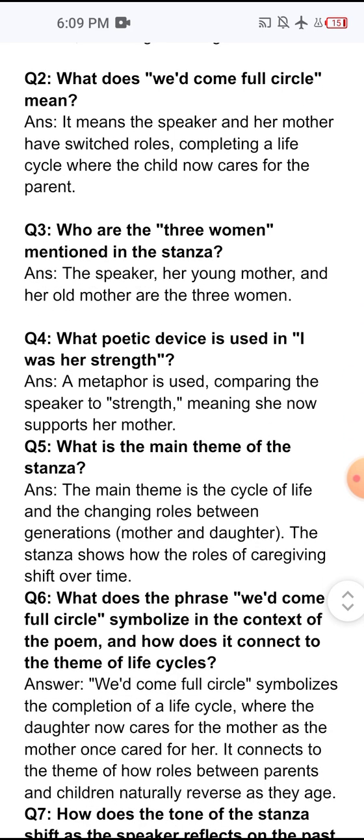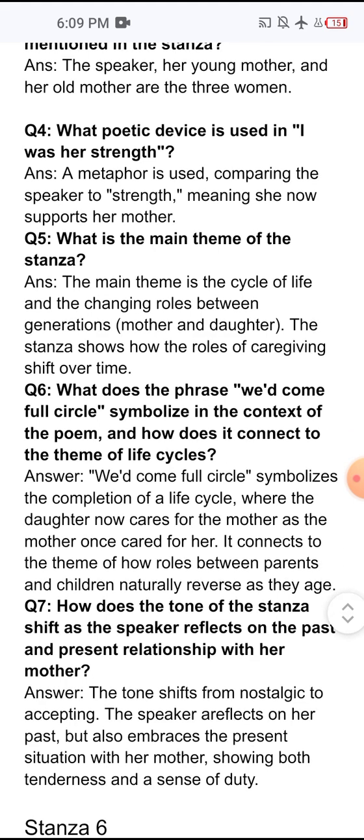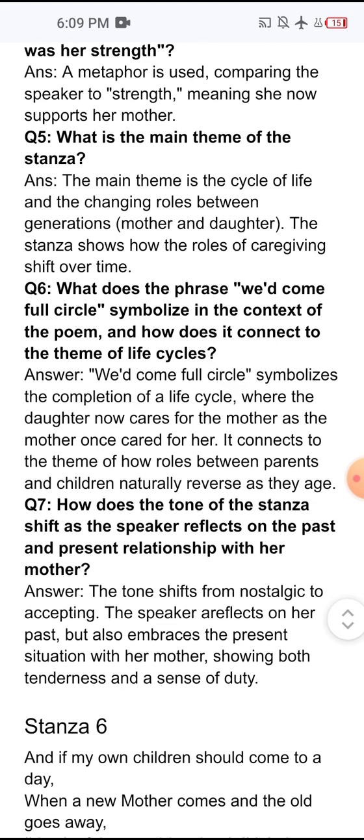What poetic device is used in "I was her strength"? A metaphor is used, comparing the speaker to strength, meaning she now supports her mother. What is the main theme of the stanza? The main theme is the cycle of life and the changing roles between generations, mother and daughter. The stanza shows how the roles of caregiving shift over time.